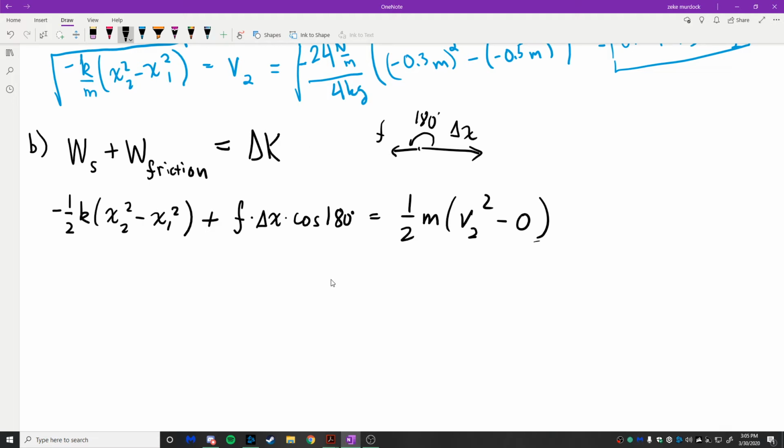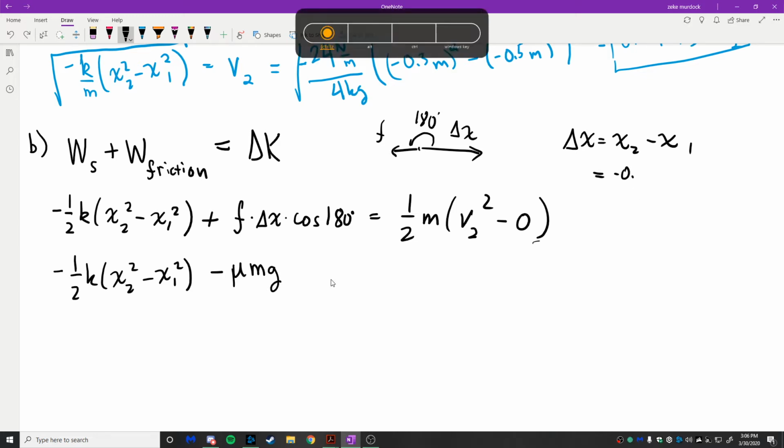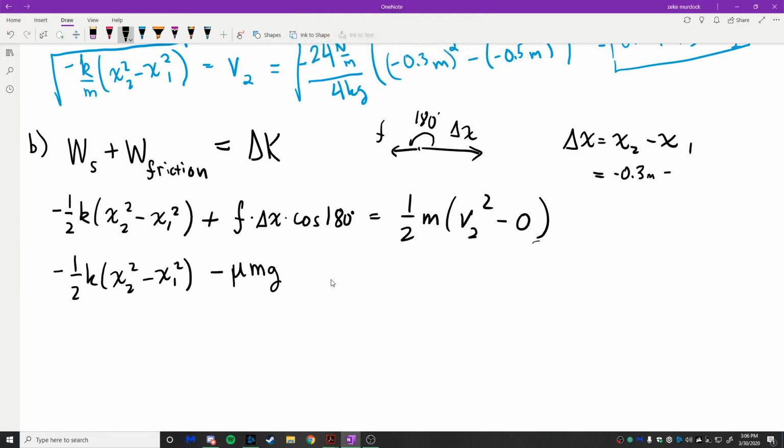So we could start plugging some information in here. The cosine of 180 here is going to make this negative. The size of the friction force is basically just mu times the weight, which is the mass of the object times gravity. And we have to multiply by delta x. In this case, delta x is basically equal to x2 minus x1. So x2 was negative 0.3, I think, minus x1, which is negative 0.5. And I think this gives you 0.2, right?